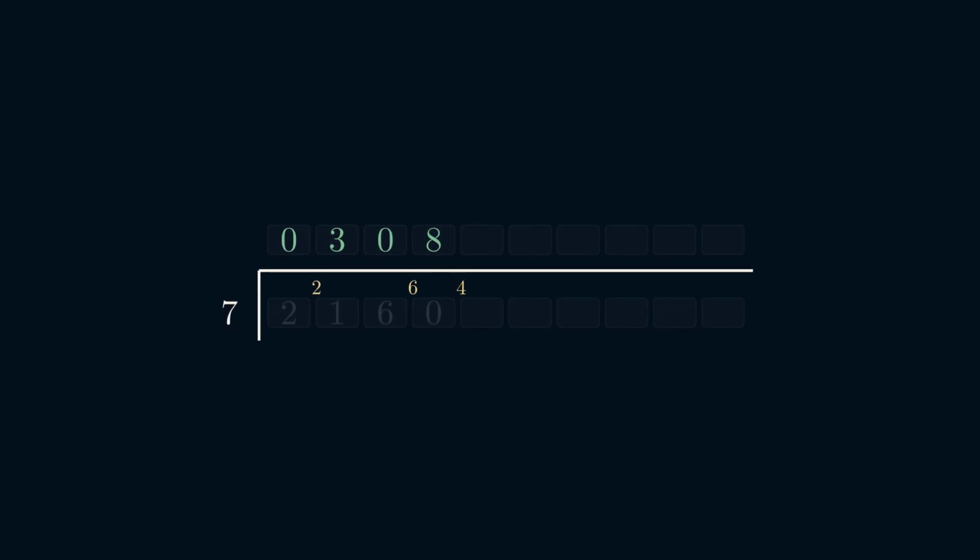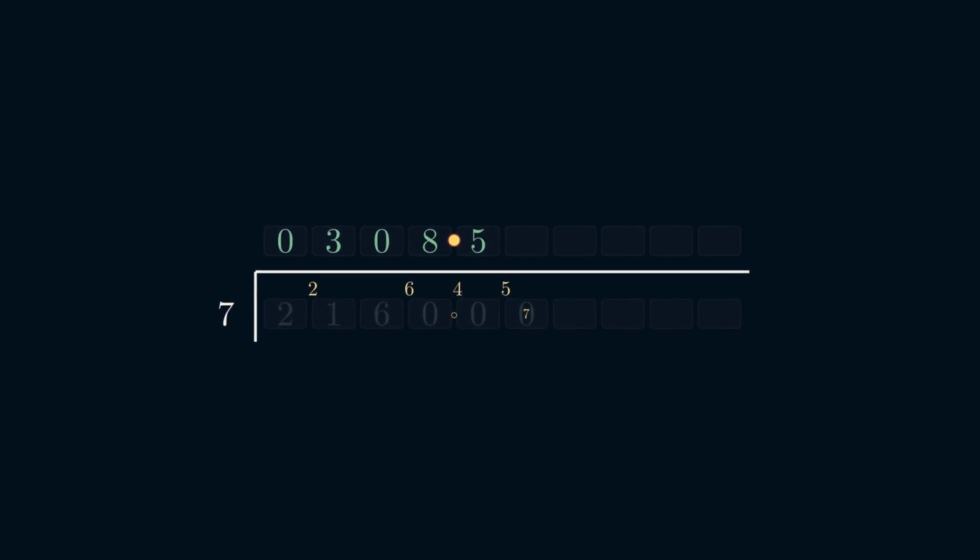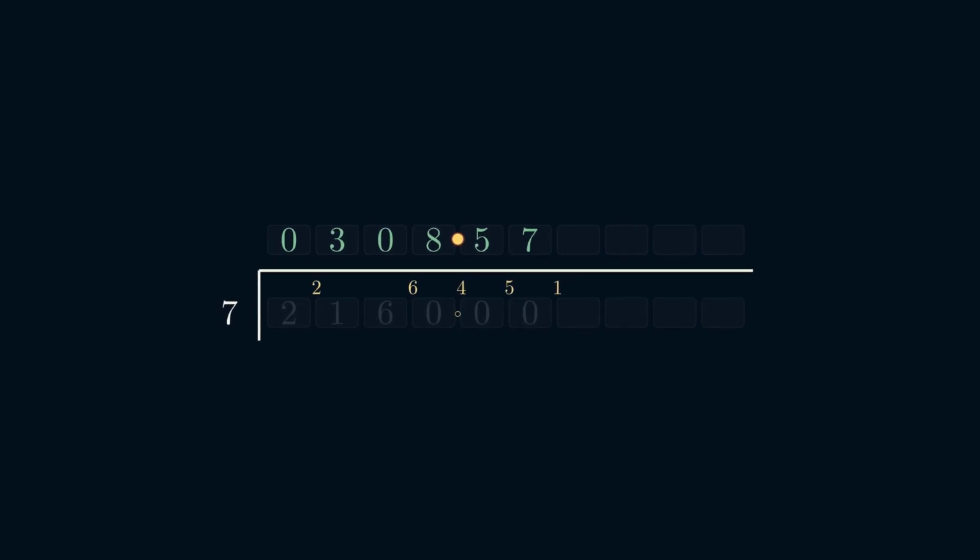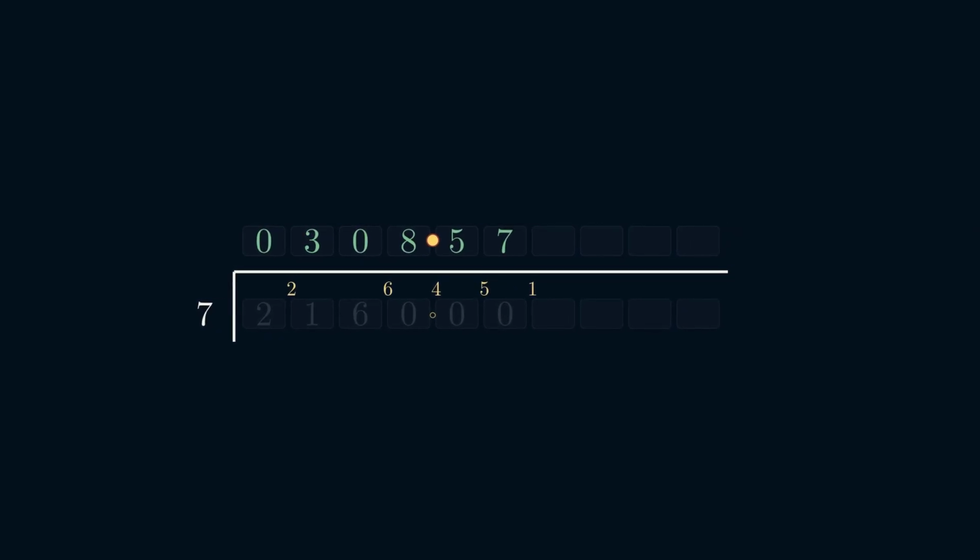There is still a remainder, so we open the decimal place, the decimal point appears, and a new 0 opens the next column. The remainder 4 joins that 0, making 40. 7 fits into 40 5 times, with 5 left over. The 5 rises after the decimal point. The remainder 5 joins the next 0, making 50. 7 fits into 50 7 times, with 1 left over. The remainder 1 joins the next 0, making 10. 7 fits into 10 one time, with 3 left over.